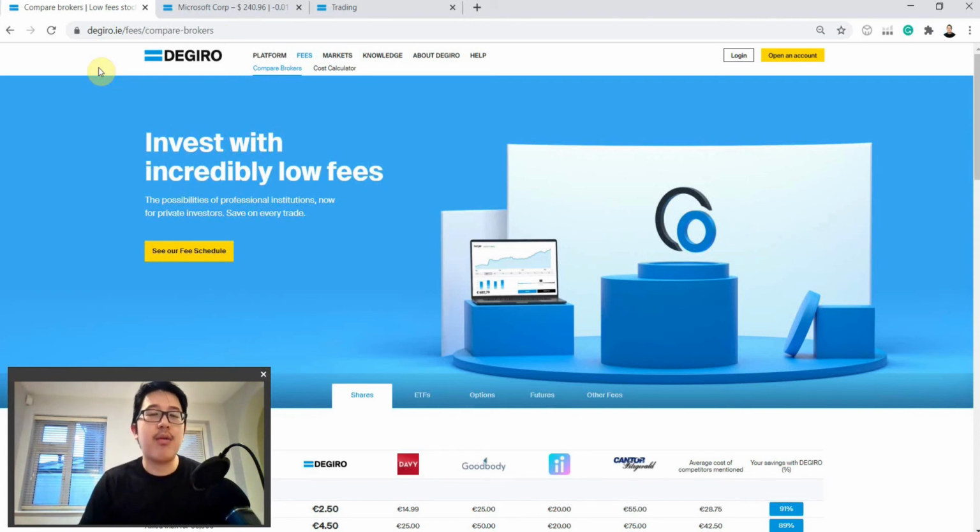But for Degiro, you can't buy CFDs on this platform. They don't offer this facility. You have to use another platform.